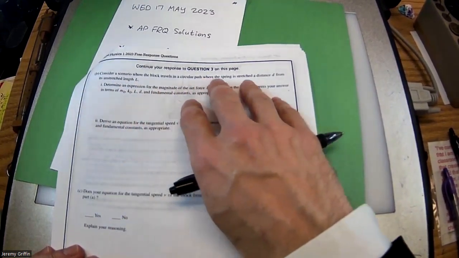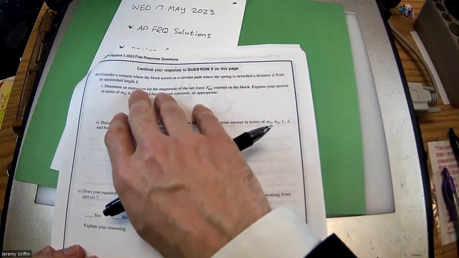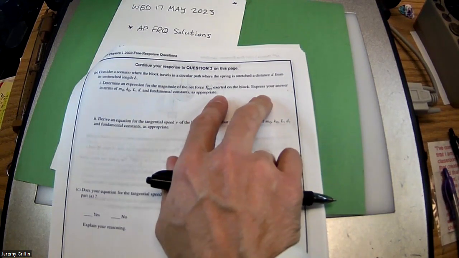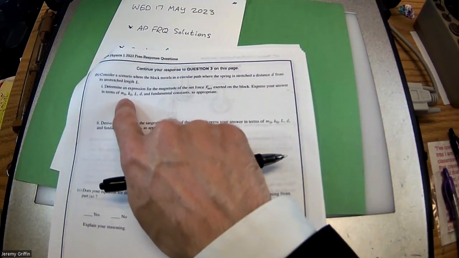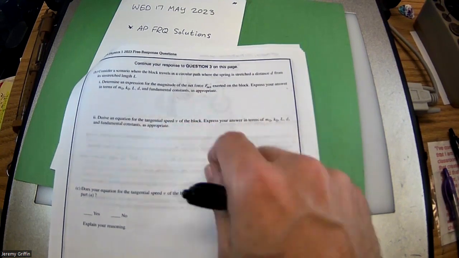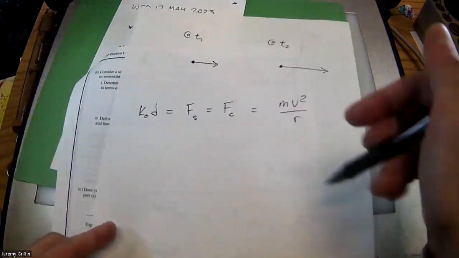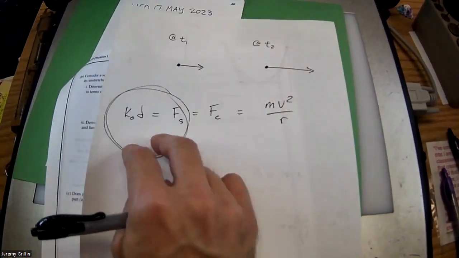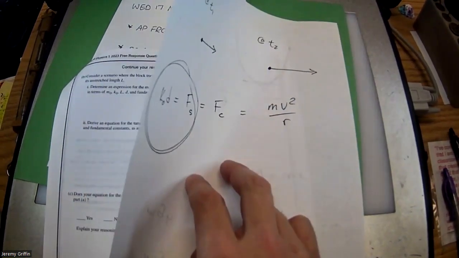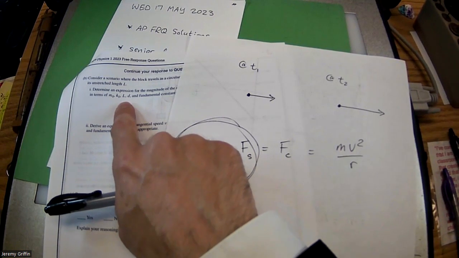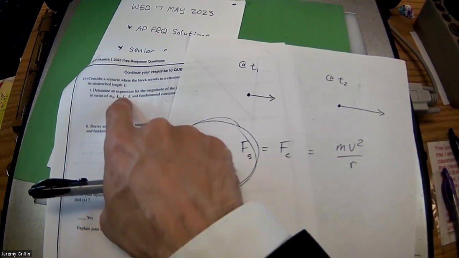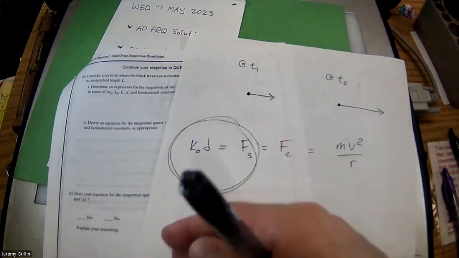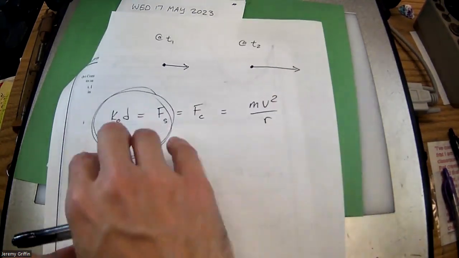Consider a scenario where the block travels in a circular path where the spring is stretched distance d, unstretched length L. Determine an expression for the magnitude of the net force on the block. Express your answer in terms of m, k, L, d, and any fundamental constants as appropriate. So the net force on the block is the spring force, which is this right here. This was all they were looking for. I had to think about this one a little bit, but notice they didn't say anything about v. And L is the unstretched length, so L is not part of the spring force. And m is the mass of the block. Maybe you could bring that in with the centripetal part.